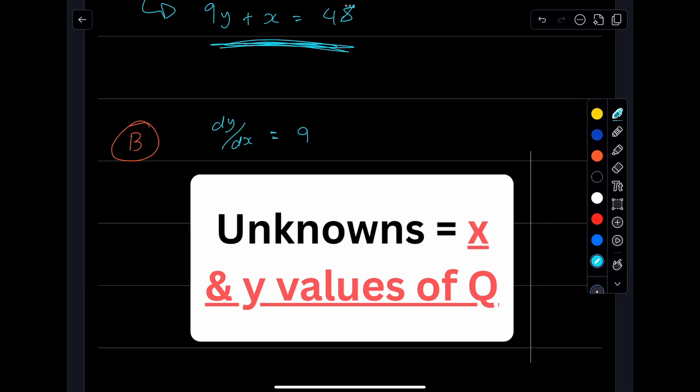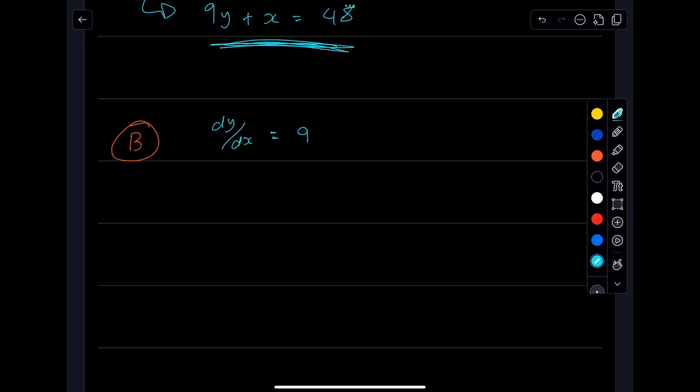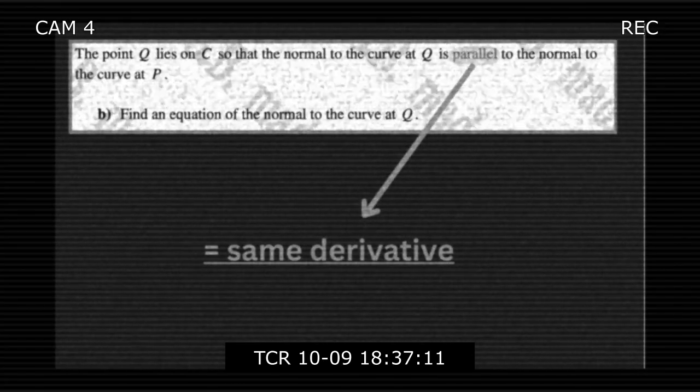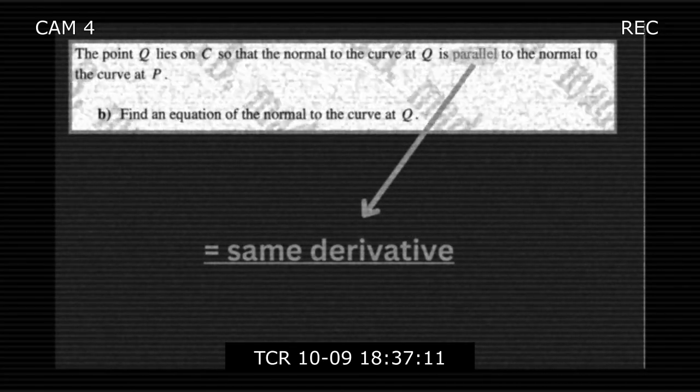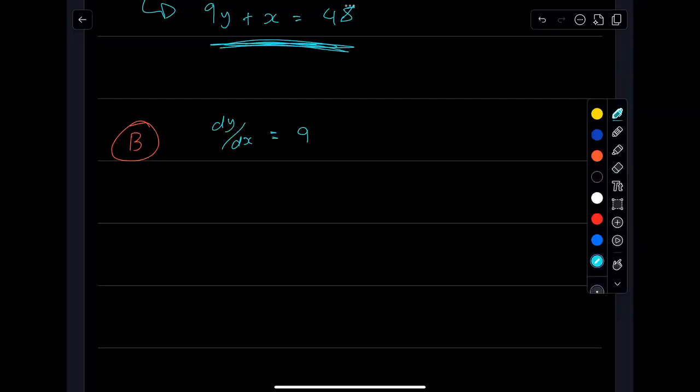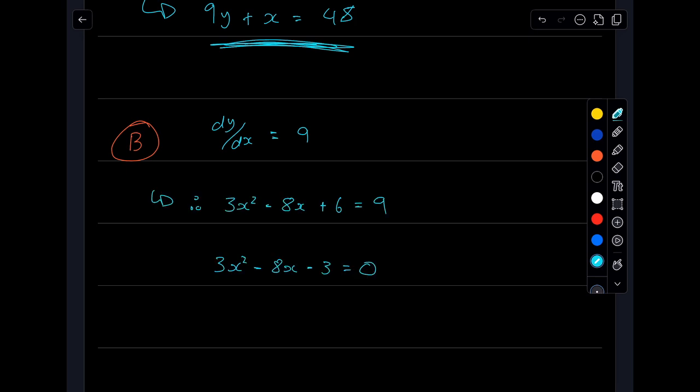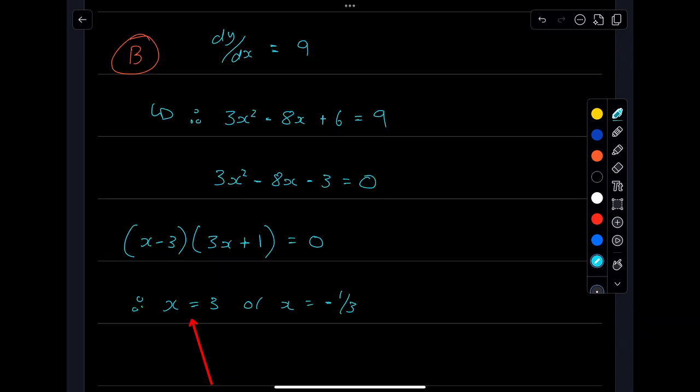So how do we find these? Remember what I said before about the same derivative? What is our derivative? As you may remember, the derivative for both P and Q is equal. And so we can therefore set the derivative equal to the tangent gradient, which is 9. Which means what? Well, that means that 3x squared minus 8x plus 6 equals 9, which means x equals 3 or x equals -1/3.